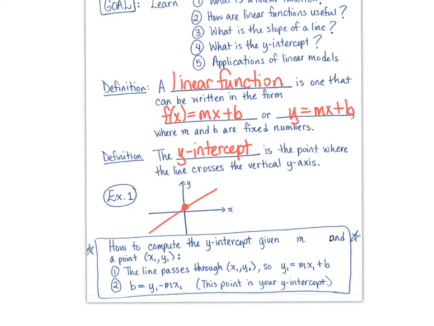One thing you need to be able to do is compute the y-intercept given your slope and a point. The line passes through the point you're given, so y1 would be equal to m times x1 plus b, and then b equals y1 minus m times x1. This point b is your y-intercept.